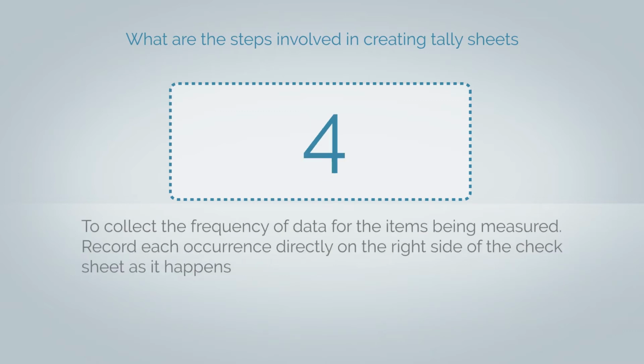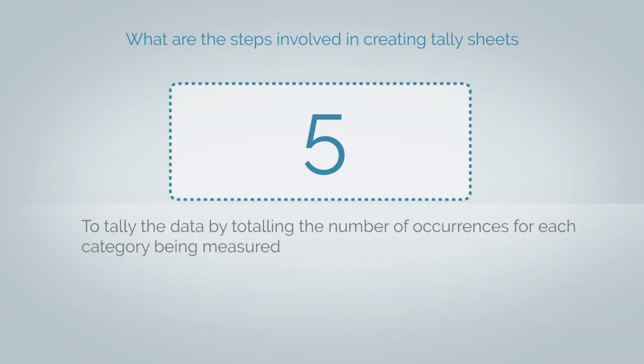Step 4. The fourth step would be to collect the frequency of data for the items being measured. Record each occurrence directly on the right side of the check sheet as it happens. Step 5. The next step would be to tally the data, by totaling the number of occurrences for each category being measured.